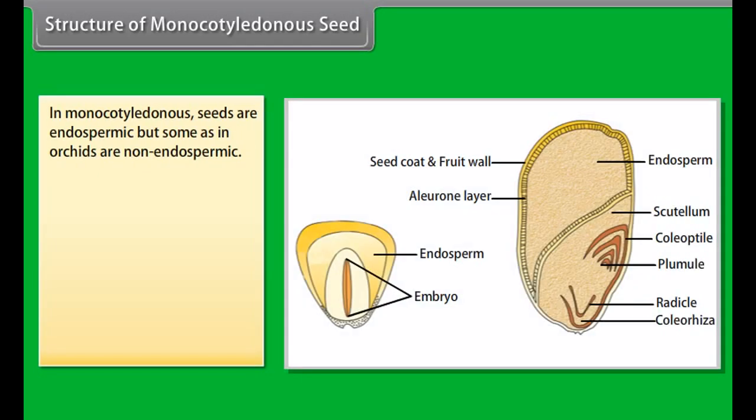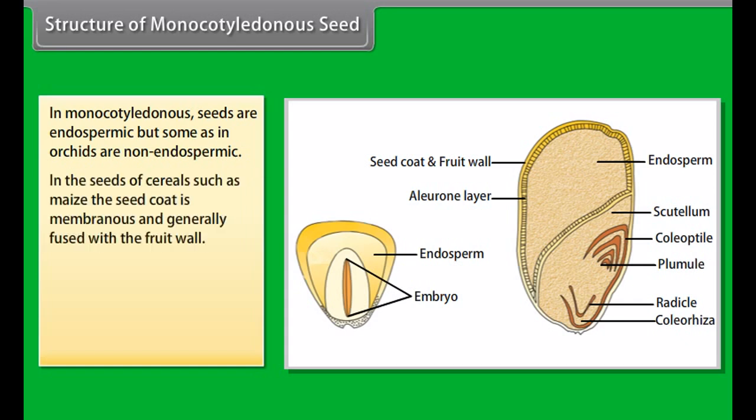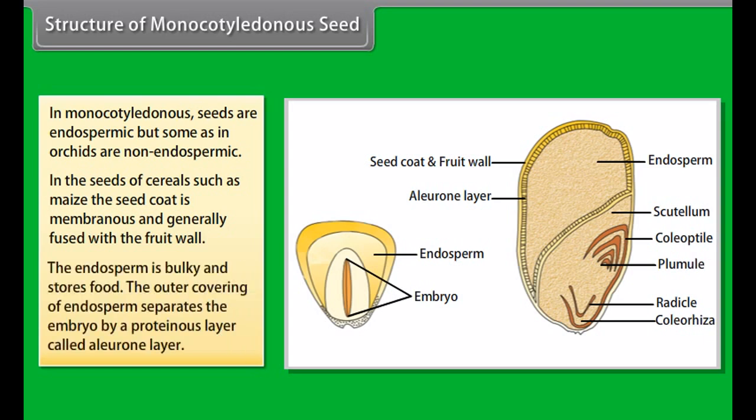Monocotyledonous seeds are endospermic, but some, as in orchids, are non-endospermic. In the seeds of cereals such as maize, the seed coat is membranous and generally fused with the fruit wall. The endosperm is bulky and stores food. The outer covering of endosperm separates the embryo by a proteinous layer called aleurone layer.